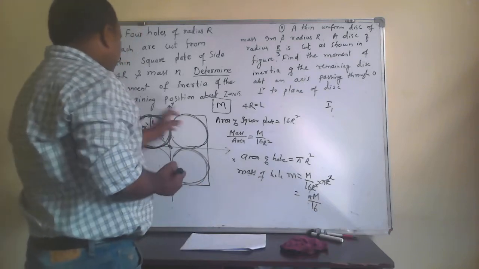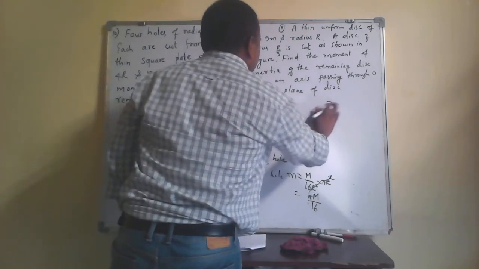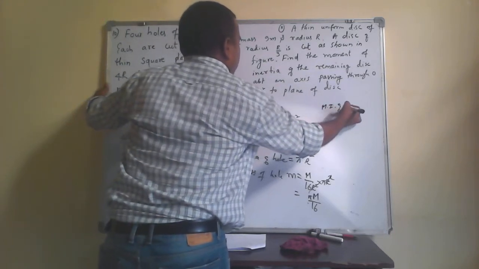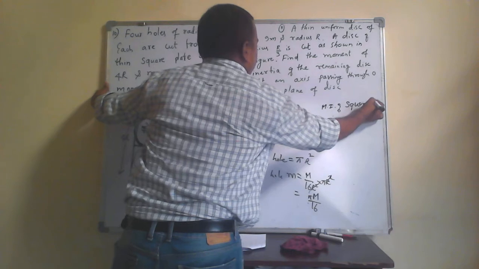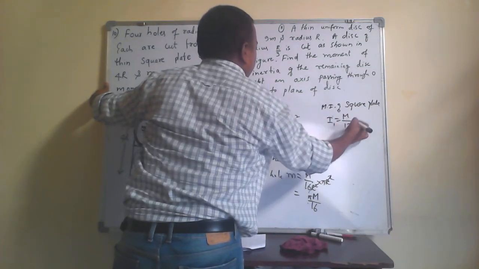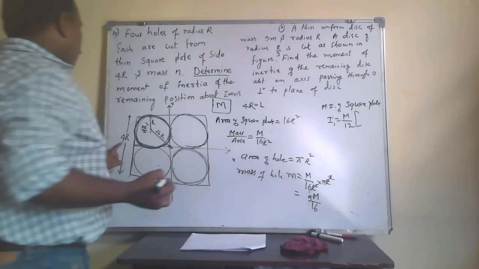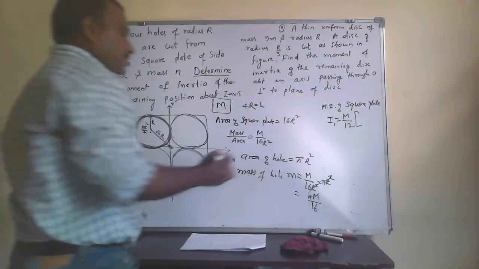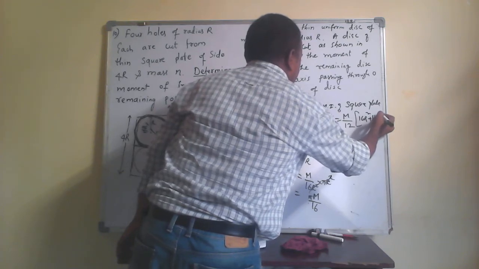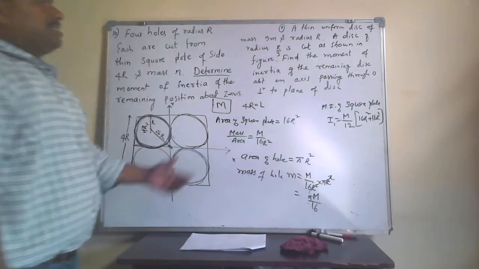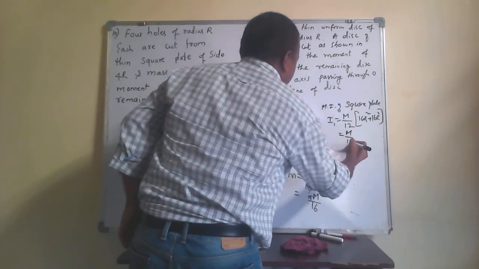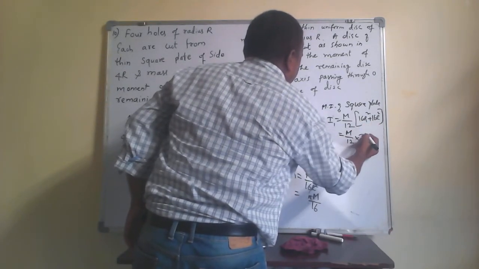So I1, moment of inertia of the square plate. I1 is m by 12 into 4r square plus 4r square, since the sides are 4r. So 4r square is 16r square plus 16r square, that is 32r square. So that is m divided by 12 into 32 r square.